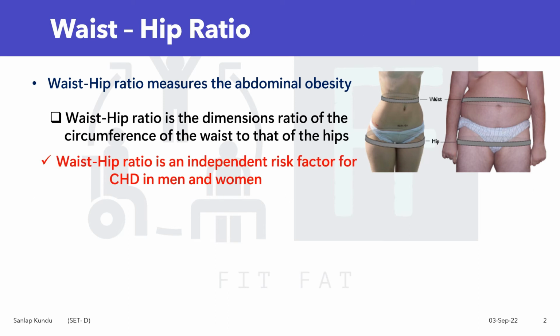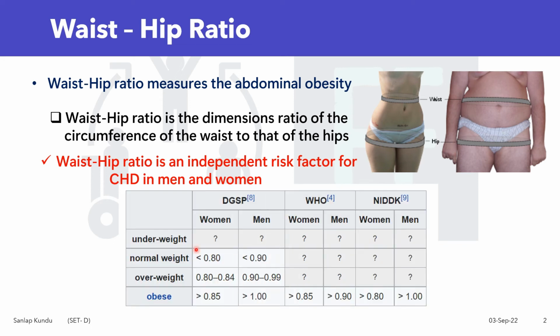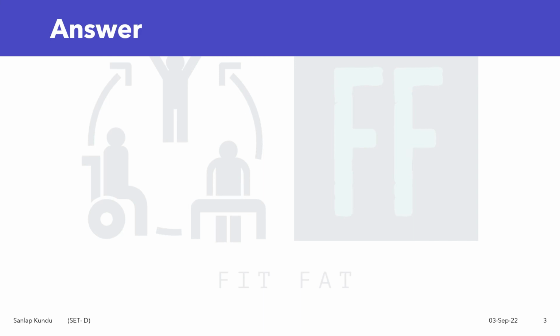Waist-hip ratio is an independent risk factor for CHD in men and women. Now here is a chart to categorize waist-hip ratio into different segments. According to the World Health Organization, if the waist-hip ratio is greater than 0.9, it is considered obese and carries a risk factor for CHD. So to answer the question, the risk factor for CHD increases if the fat accumulates in the abdominal area.